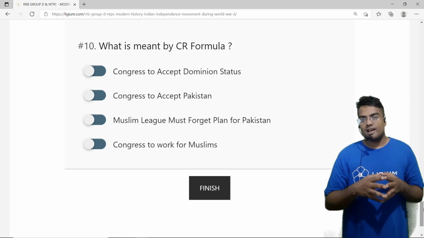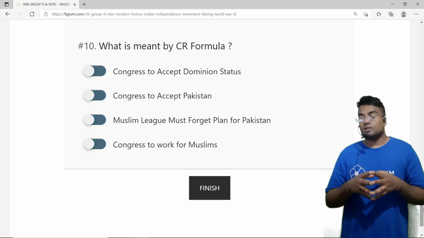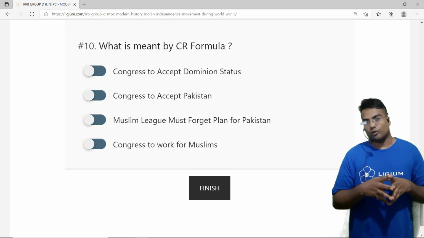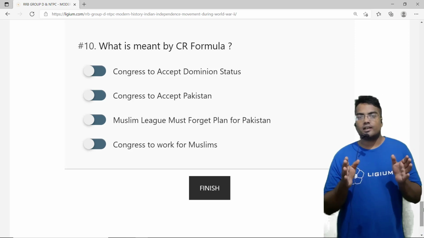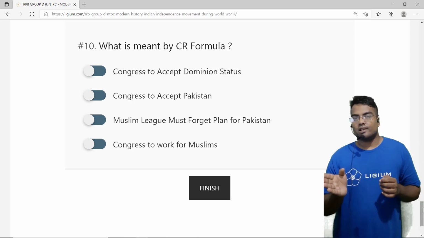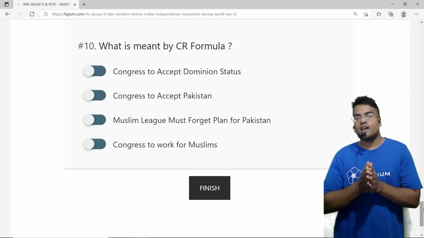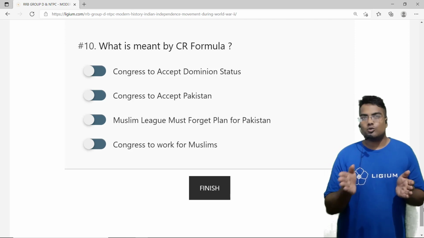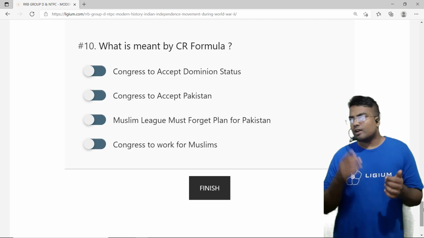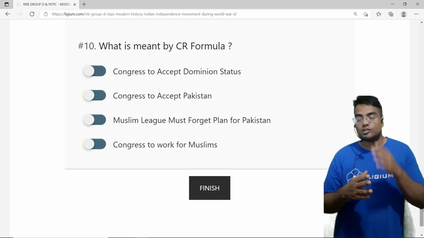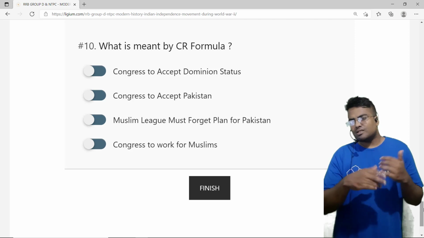Now, C. Rajagopalachari was actually a hardcore Hindu. He was right wing. You should know that the Congress itself had many factions. There was the left faction and there was the right faction. The left faction belonged to Subhash Chandra Bose, Nehru, and all those people. The right faction had C. Rajagopalachari.